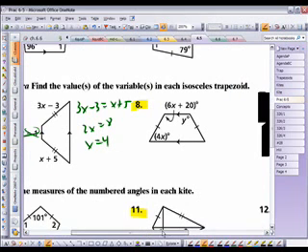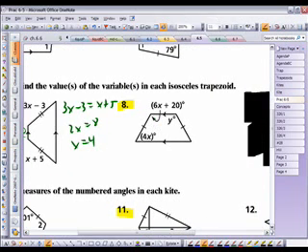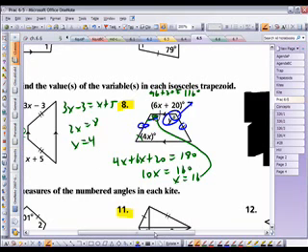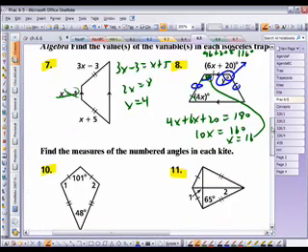Over here, we know the angles have to add to 180 here and here. So we say 4x plus 6x plus 20 is 180. So 10x is equal to 160. So x is equal to 16. And once we know that x is 16, I'm going to plug it back in here. So 6 times 16 is 96, plus 20 is equal to 116. And because this is an isosceles trapezoid, we know that this angle is the same as this angle, so y is 116.